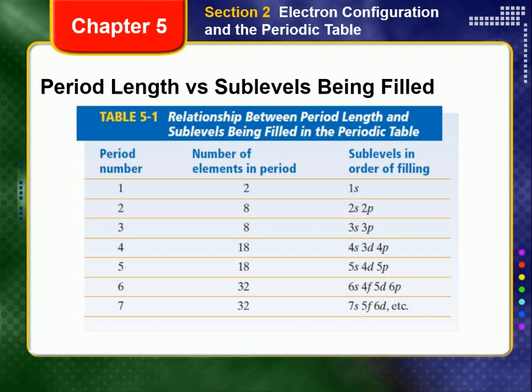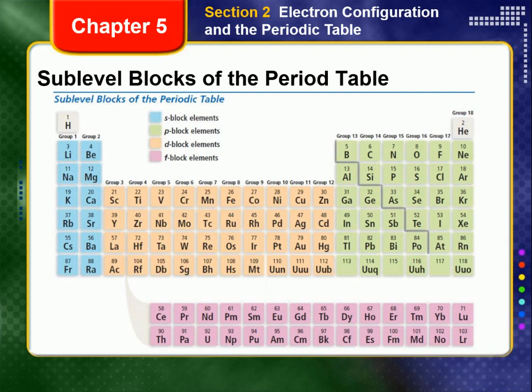Filling 3d and 4d sublevels in addition to the s and p sublevels adds 10 elements to both the fourth and fifth periods. Therefore, each of these periods totals 18 elements. Filling 4f sublevels in addition to s, p, and d sublevels adds 14 elements to the sixth period, which totals 32 elements. And as new elements are created, the 23 known elements of period 7 could, in theory, be extended to 32. The period of an element can be determined from the element's electron configuration.